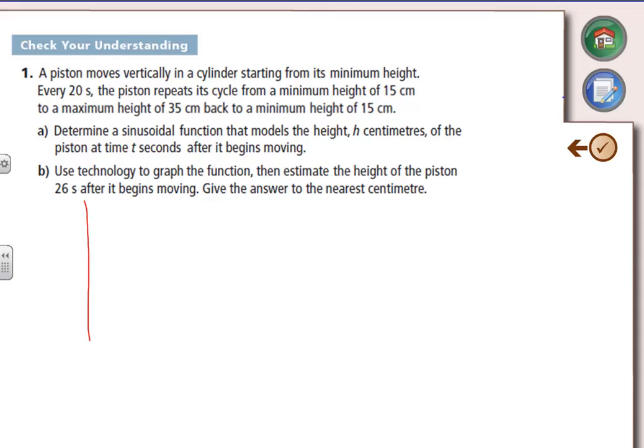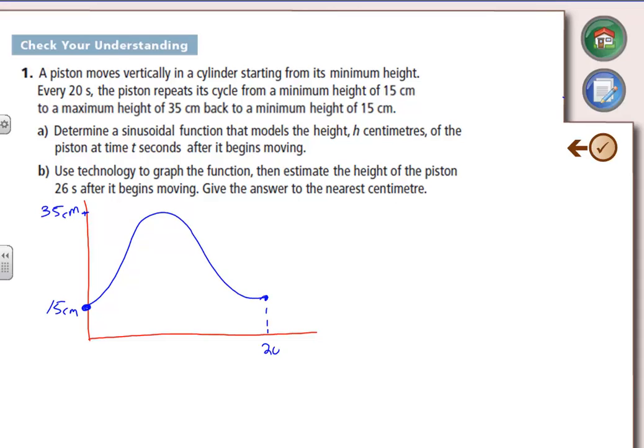Okay, let's just do a quick little sketch. We know that it starts at a minimum, and they say that the minimum is 15 centimeters. And it goes to a maximum of 35. And it does this in 20 seconds. So it starts at the minimum, goes up to the maximum, back down to the minimum in 20 seconds.